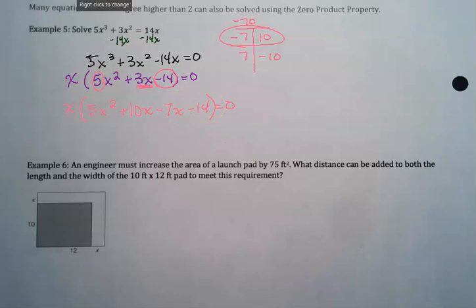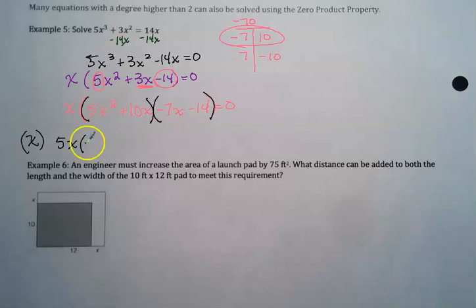All right, to do my next step, remember I group my first 2 terms together and my last 2 terms together. So this x is just hanging out here, right? We've already factored it, so it's just out there. Now I've got 5x squared and 10x. I can factor out a 5x. 5x squared divided by 5x is x. 10x divided by 5x is 2. So we have x plus 2.